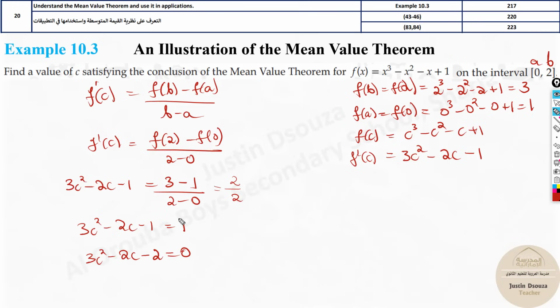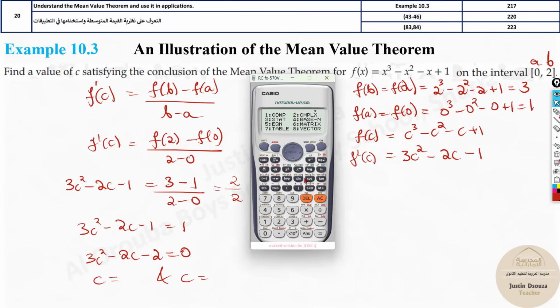Now this is the quadratic equation. Let's find c. It will be two values of c. You can just use the calculator mode 5 3. It's fine to use the calculator over here. Otherwise you have to do factoring, which will take a long time. So just use the calculator here. What you do is press mode, 5, and 3, and then we just put in 3, minus 2 and minus 2. What's the value of c?